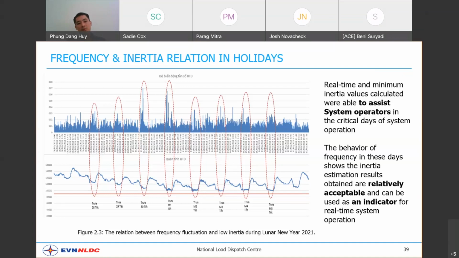So from this analysis, we believe that our tool can be possible to assist the system operators in real-time operation, and the result is relatively acceptable, and it can be used as an indicator for system operators. Next slide, please.